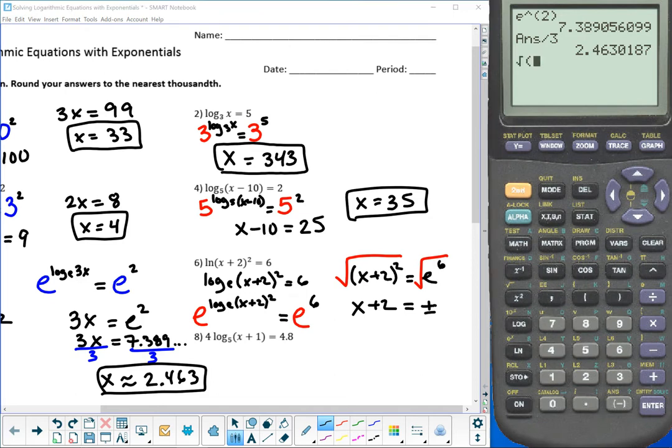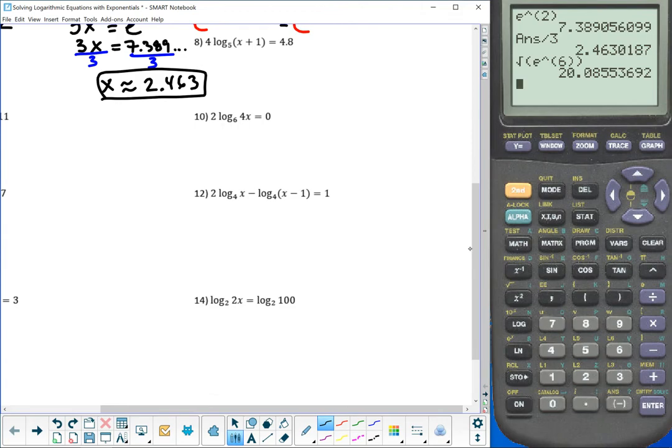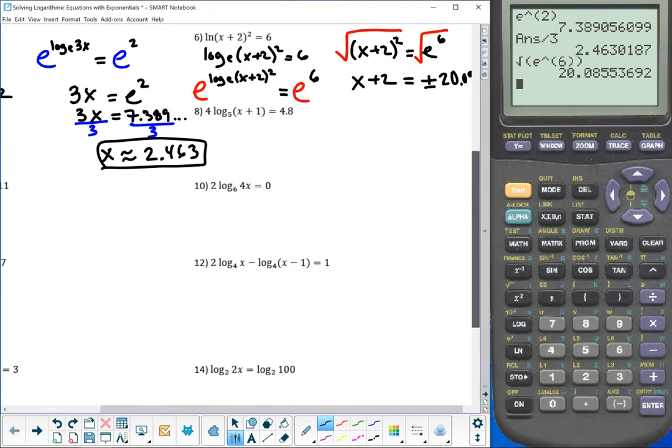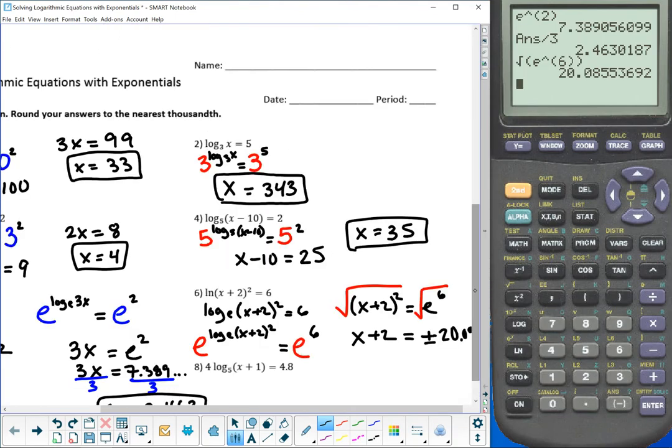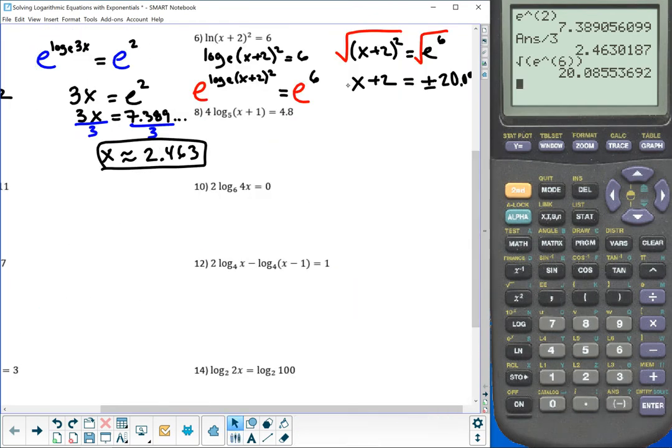So I'm going to type this in. You can see it's the square root of e to the 6th power, like that, and you do need all those extra parentheses. That's giving me 20.0855, so that's a positive and negative 20.0855. Let me move this over a little bit. I'm going to put down 20.08.